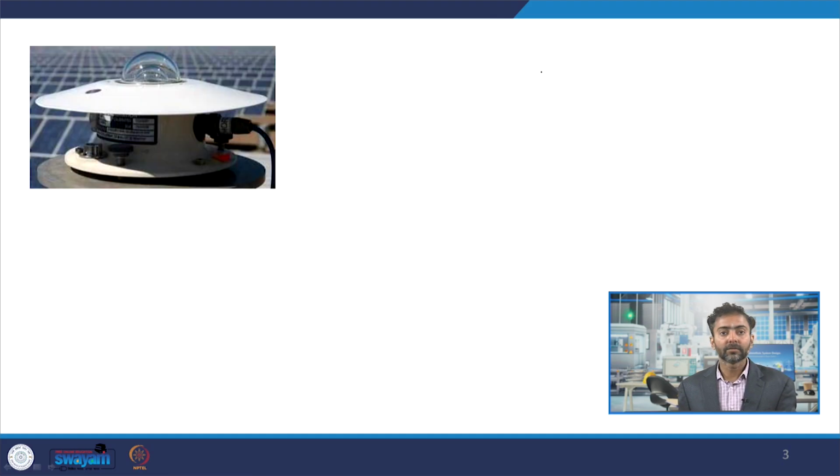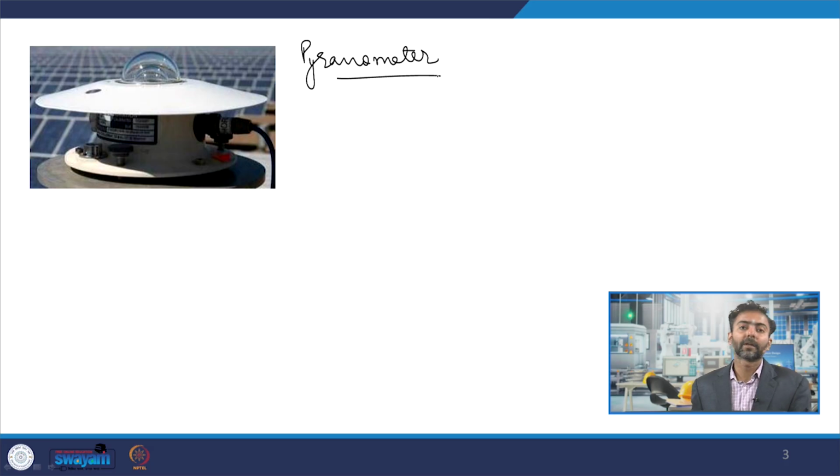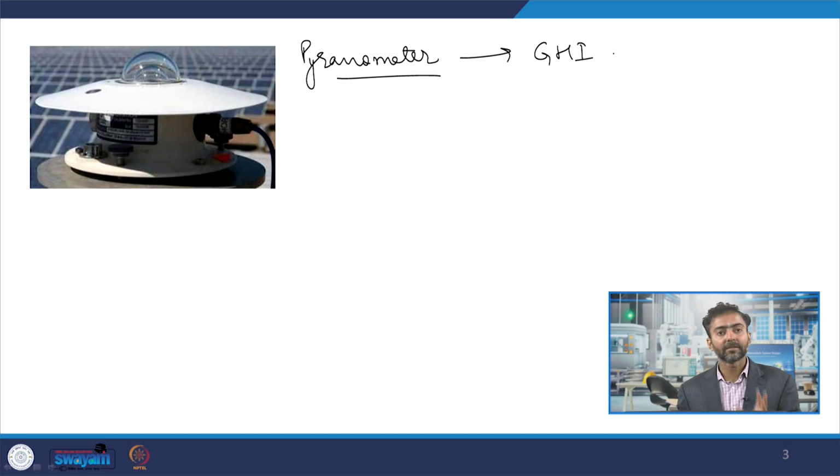Then another instrument in this regard is this one. Any guesses for the name of this one? Yes, this is known as the pyranometer. This is a relatively simpler instrument as compared to the pyrheliometer. So this is used for measuring the GHI, or the global horizontal irradiation. As you can see in this figure, it is just a static device which just sits at one place. There is no tracking involved here, no complexity of that sort.